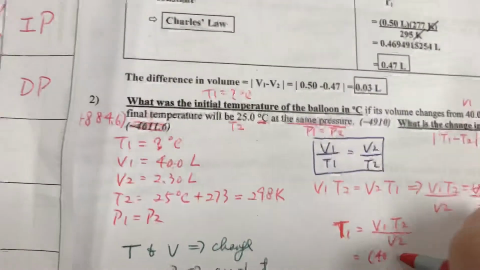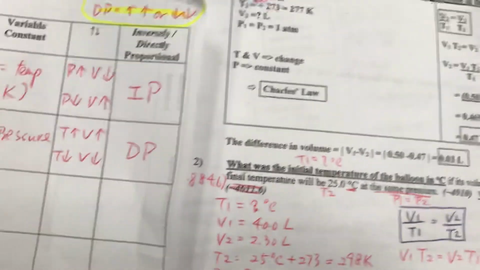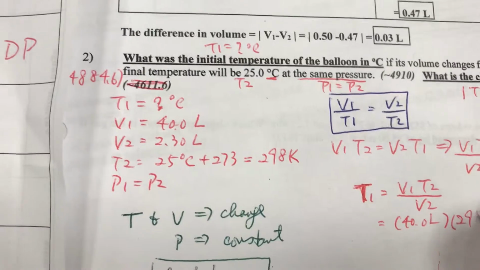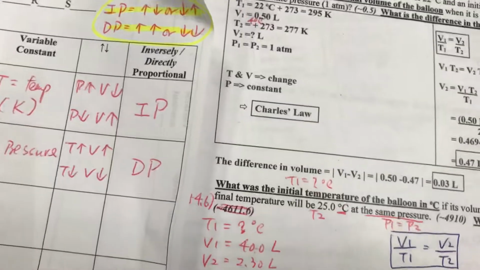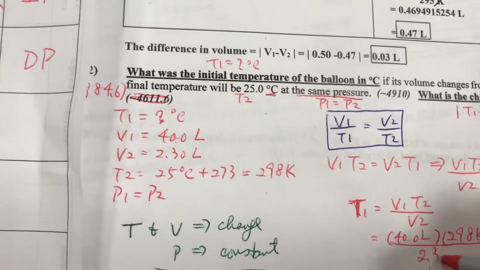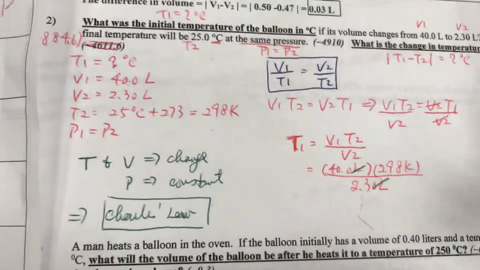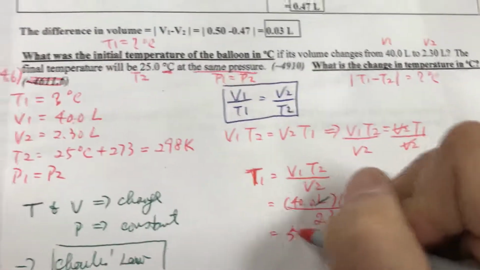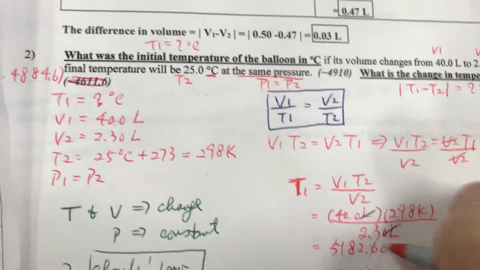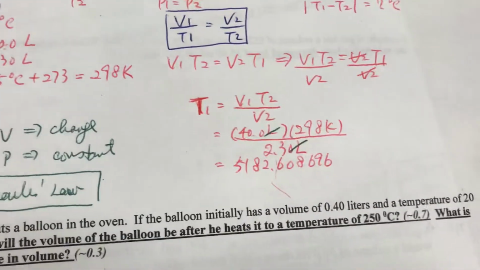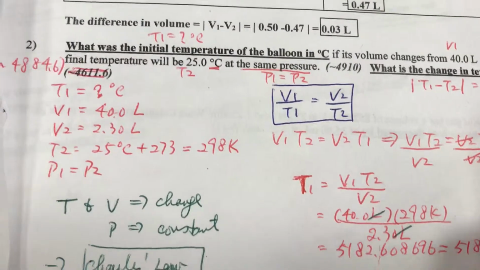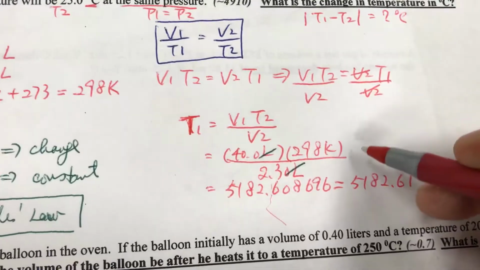And then I can put the numbers in. My V1 is 40.0 liter, and my T2 after changing to Kelvin will be 298 Kelvin. And then over my V2, which is 2.30 liter. I cancel my unit, which is liter. And then from the calculator, I get 5182.608696. Okay, and then after rounding to two places, I will get 5182.61, which is in the unit of Kelvin.